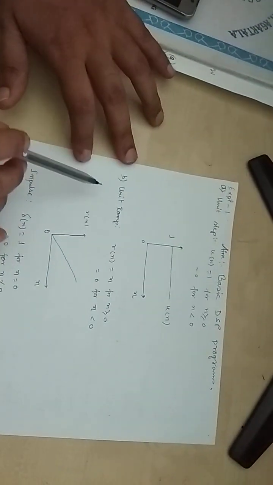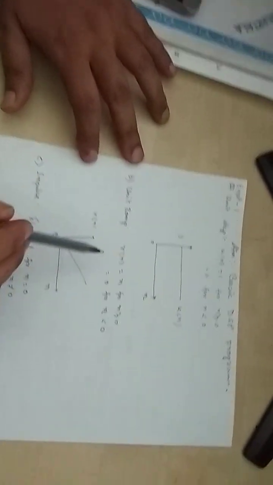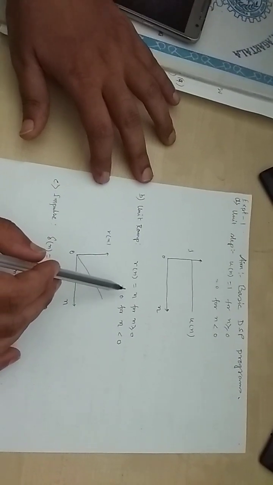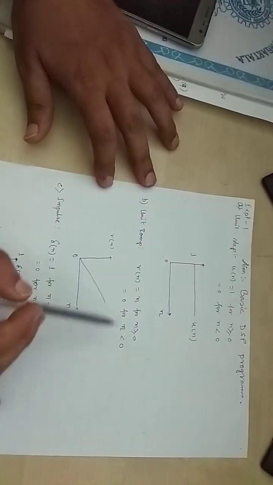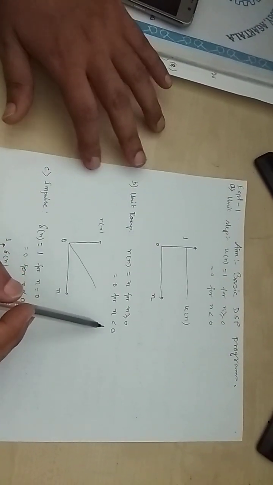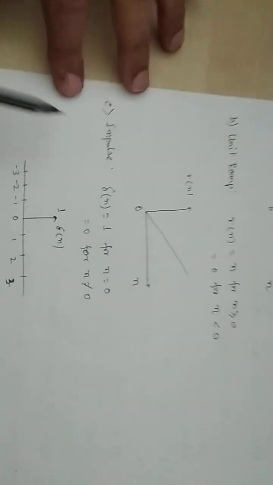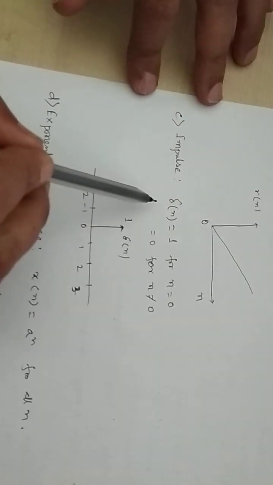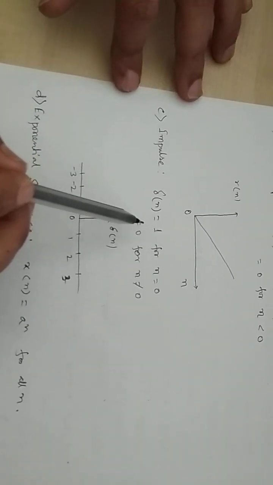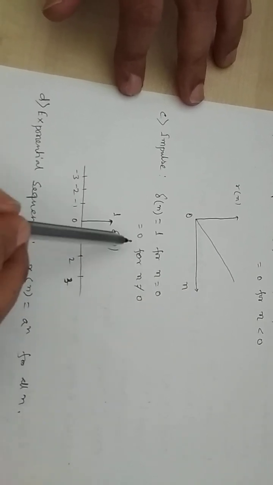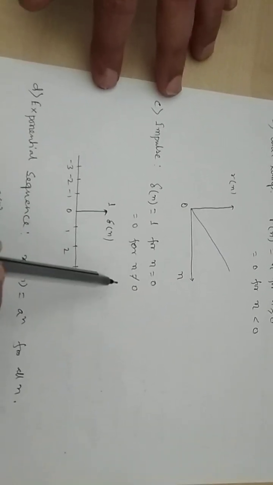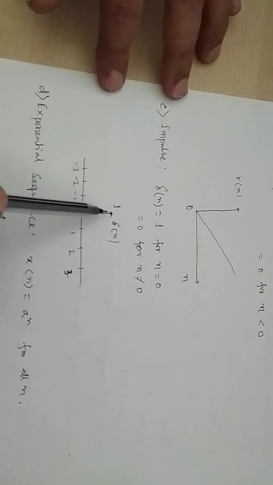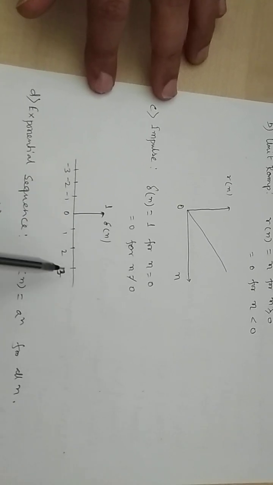Now the second signal is unit ramp. Unit ramp is defined by r of n equal to n for n greater than or equal to 0 and 0 for n less than 0, and this is the corresponding diagram for ramp. And the third signal is impulse. Impulse is defined by delta of n equal to 1 for n equal to 0 and 0 for n not equal to 0, and the corresponding diagram for impulse response is this.